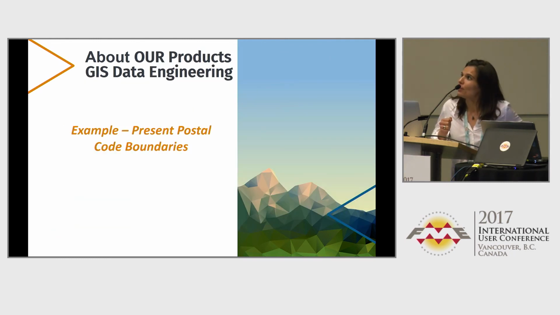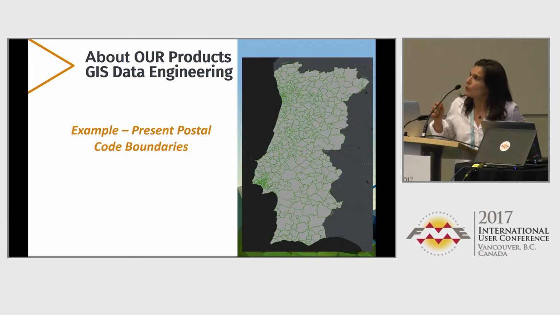This is an example of the postal code boundaries. This is Portugal. We use FME. We have our database stored in a PostGIS database, and we built this geometry based on the NAVSTREETS product that we have from the streets, from the links, and other sources. We also use our internal API geocoder to geocode the addresses and be able to build this.